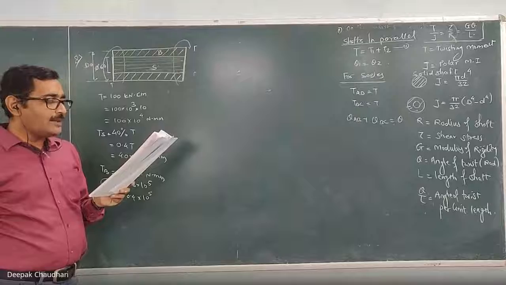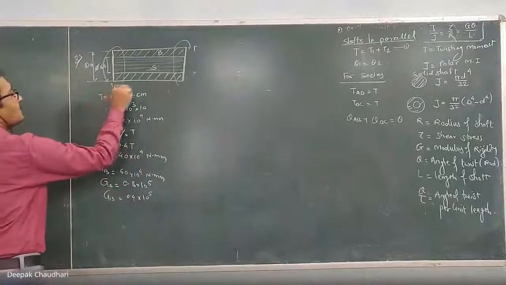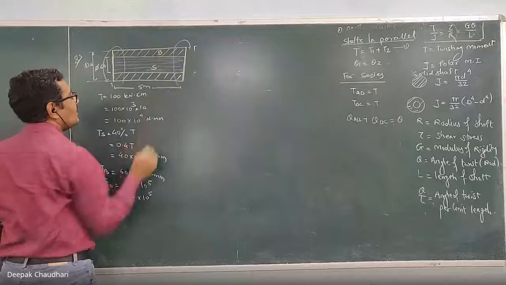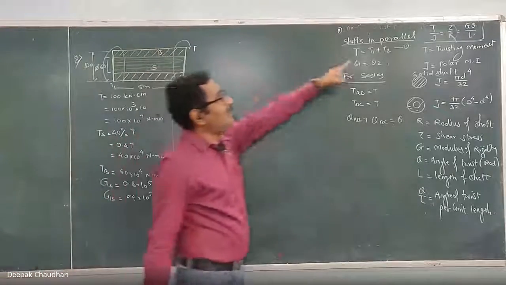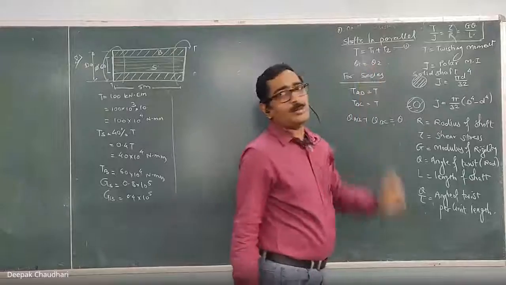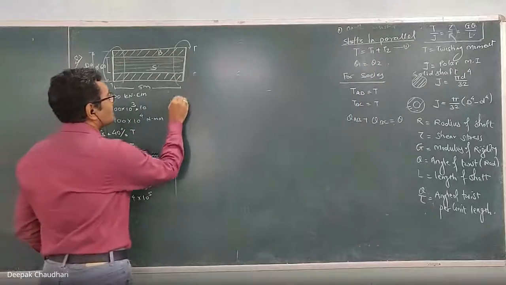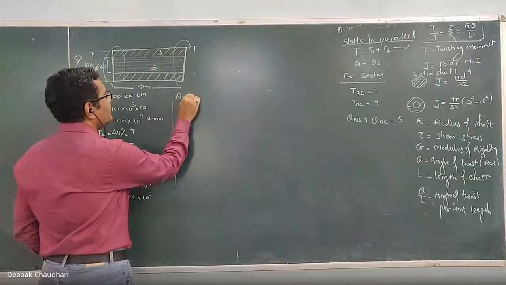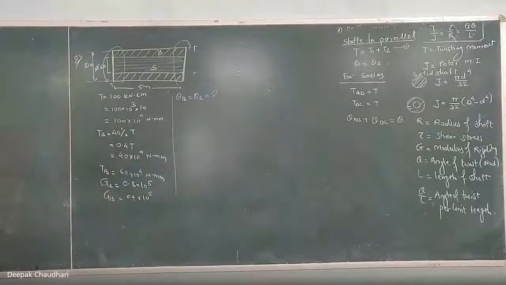Also determine the common angle of twist in a length of 5 meter. If this length is 5 meter, calculate the common angle of twist, because when the shafts are connected in parallel, the angle of twist is same for both the shafts. So you have to calculate how much is the common angle of twist. So theta B, which is equal to theta S, has to be calculated. Both are same. Okay, clear?